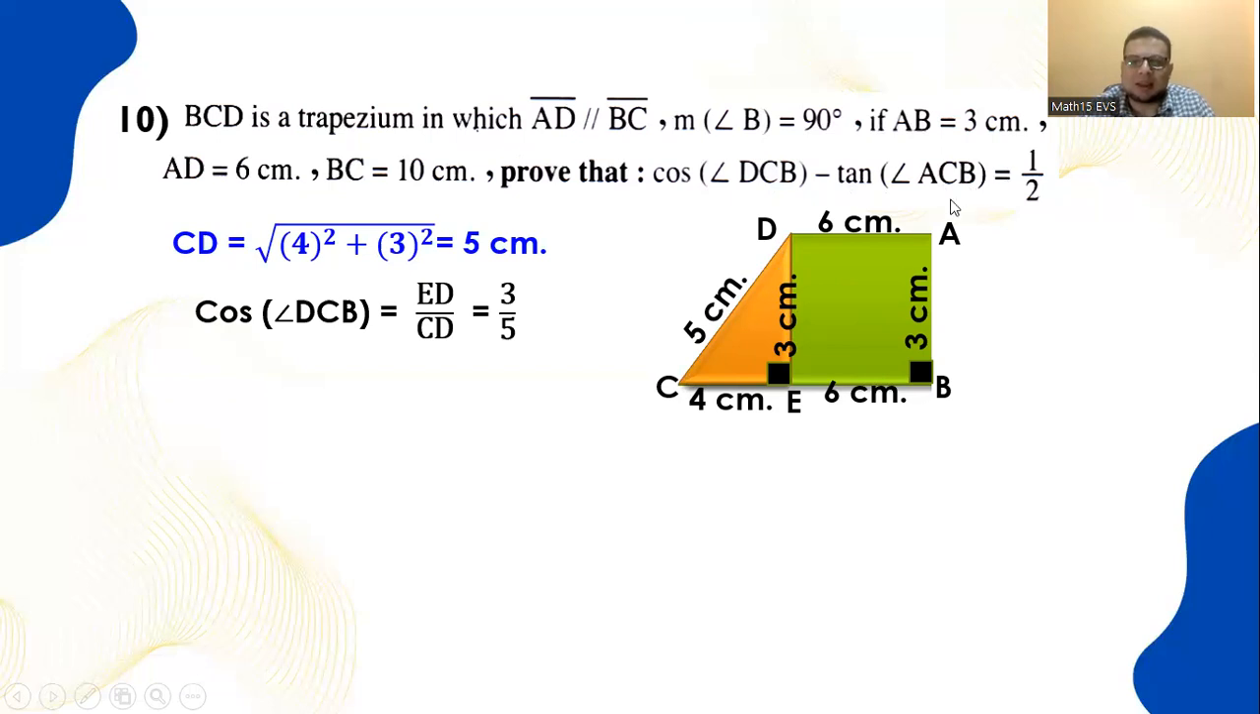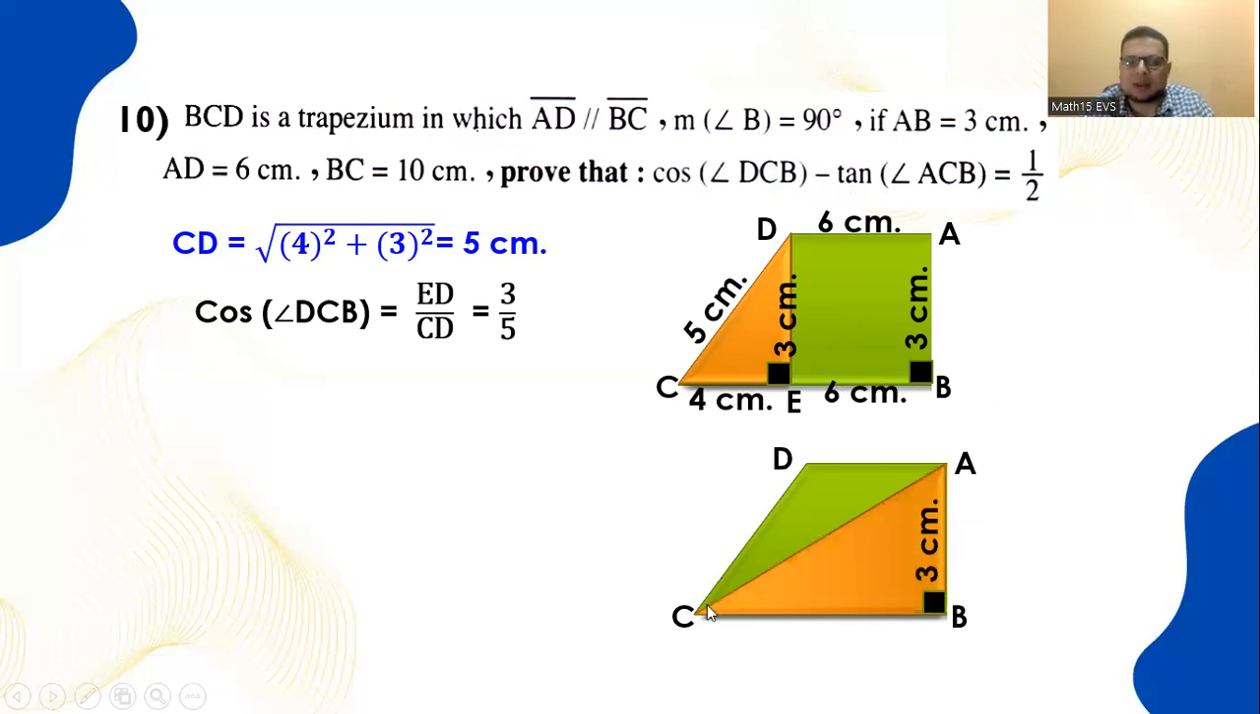And then ACD. So I need another triangle, ACD. So you will put this A and B and CD again, but join A and C. This length is 3, this length is 10, but I need 10 only. For this angle, opposite over adjacent, 3 over 10. Then tan of angle ACB will be AB over BC, 3 over 10.